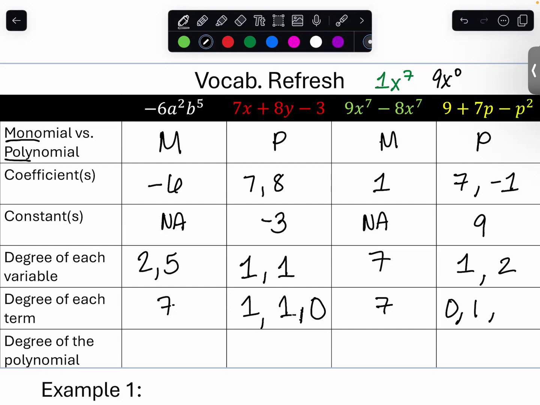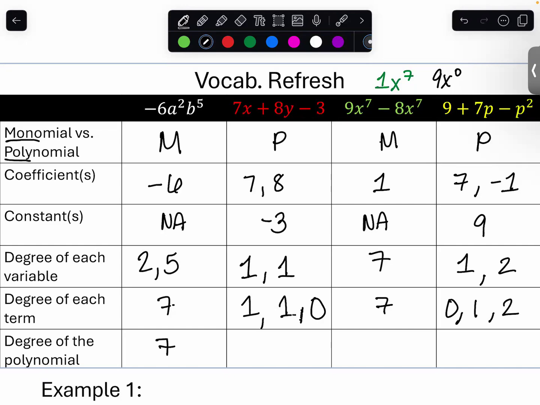And then because those last two terms are not being multiplied together, the degree of the variable is the degree of each of those terms on their own. Last but not least, the degree of the polynomial is the highest degree in any of the terms of the polynomial. For our first one, there's only one term. Its degree was 7, thus the degree of the polynomial overall is 7.